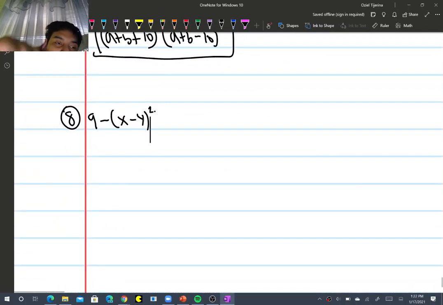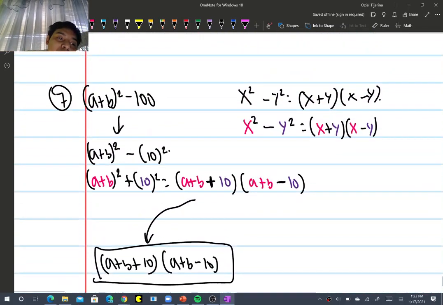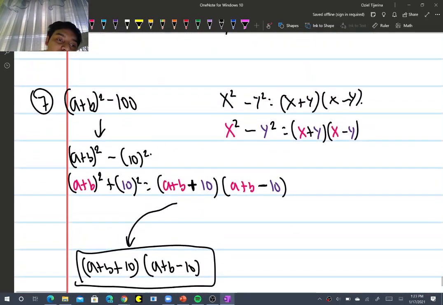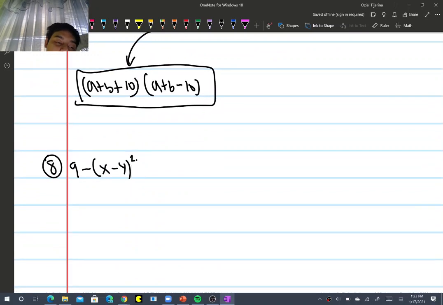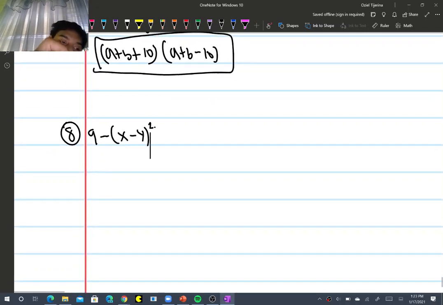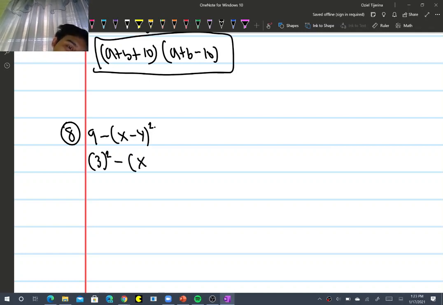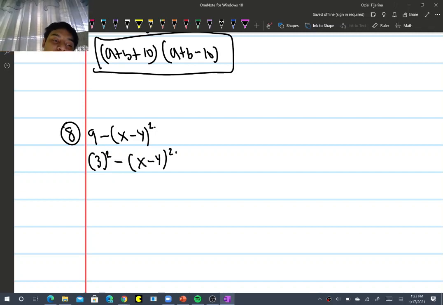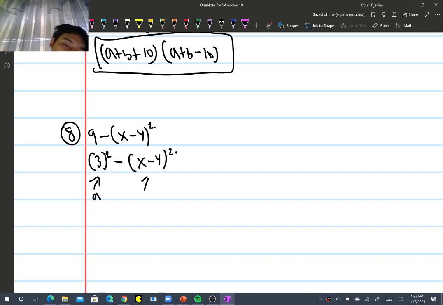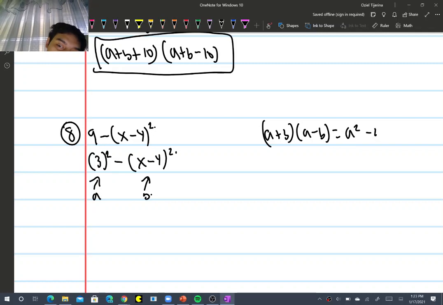Okay, so for this one we have 9 minus the quantity x minus y squared. This is very similar to this one right here, except now it's flipped. And this time our constant is positive, so it's the same exact thing. You're going to turn 9 into 3 squared, and you just have minus x minus y squared. So this is your A, this is your B. A plus B times A minus B equals A squared minus B squared.